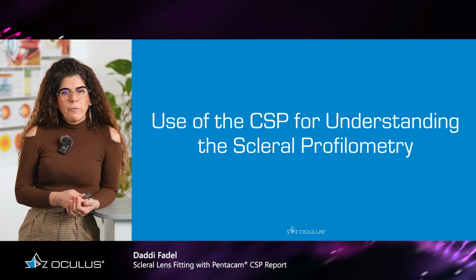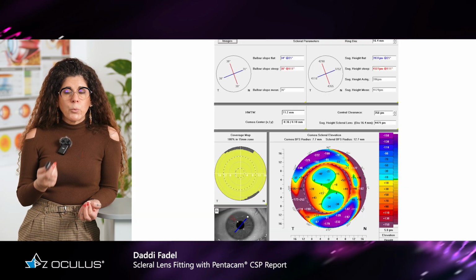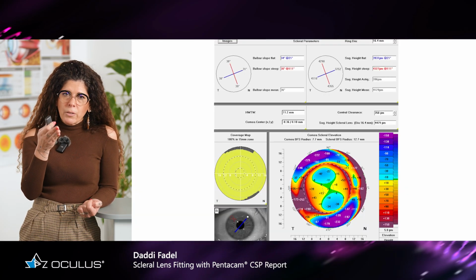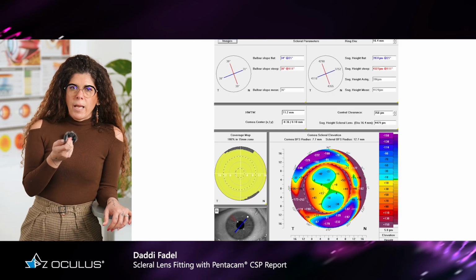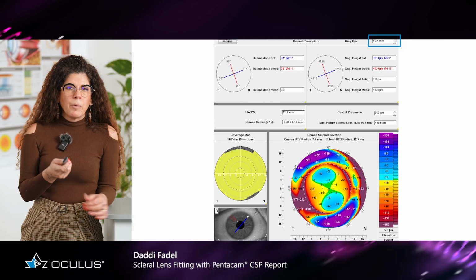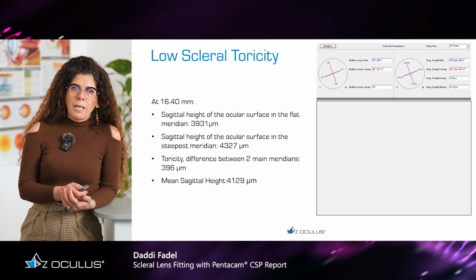How to use the CSP for understanding the scleral profilometry? We have a lot of numbers, but we also need to understand the colors and the numbers on the map. So in this case, we have a ring diameter set to 16.4 millimeter, and we will go step by step.